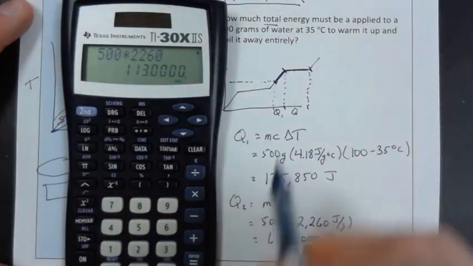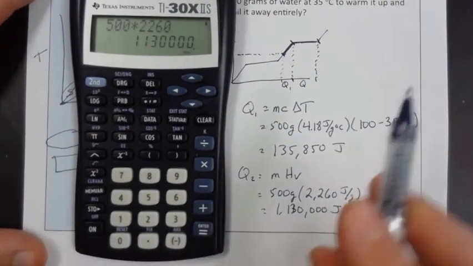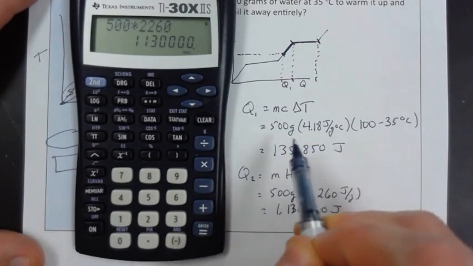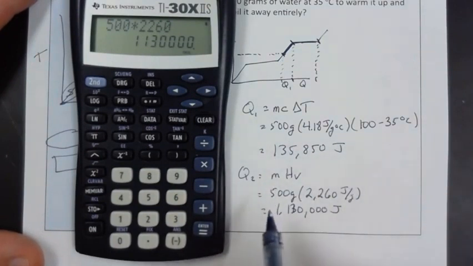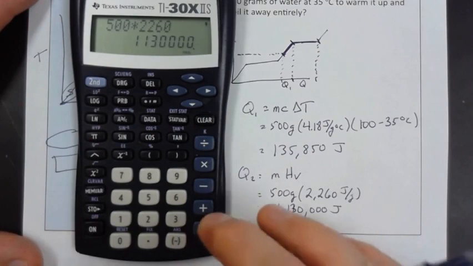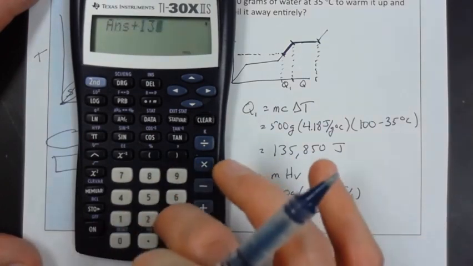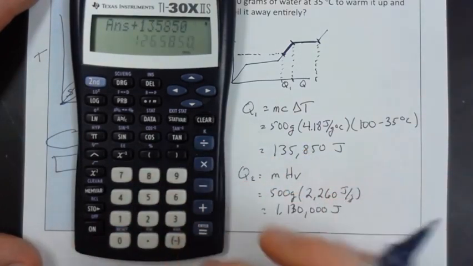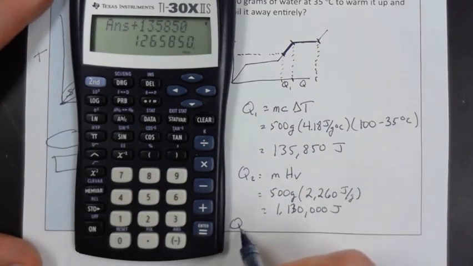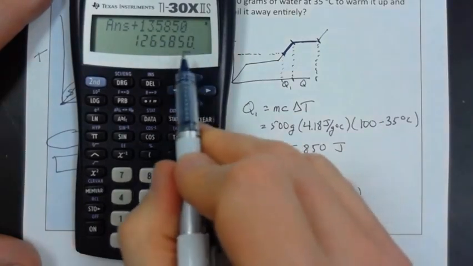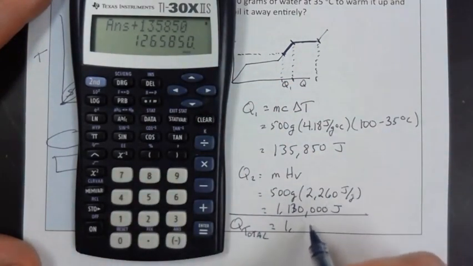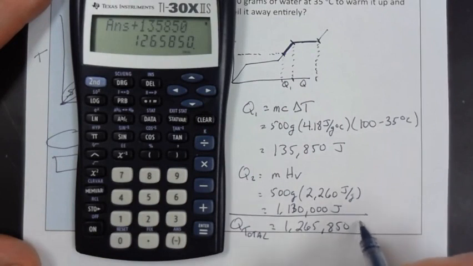The total amount of energy is both the amount to heat up the water and the amount to boil the water. So we have to add the two together. So this plus 135,850 gives us Q total equal to 1,265,850 joules.